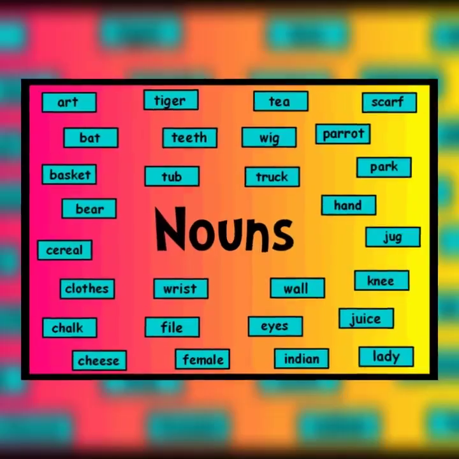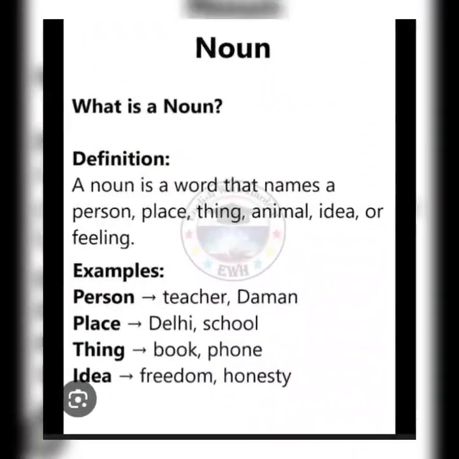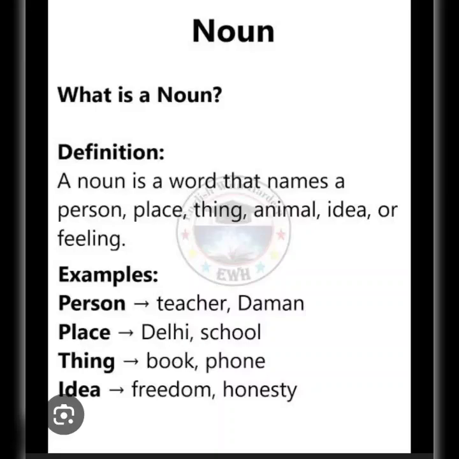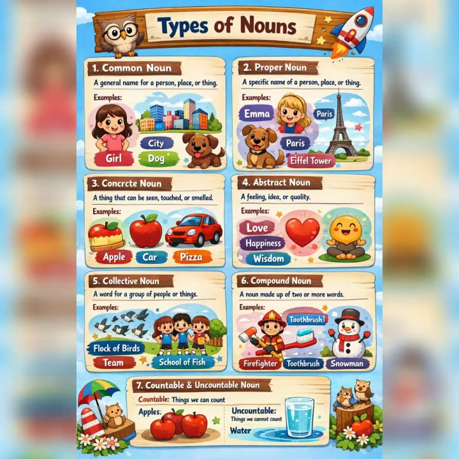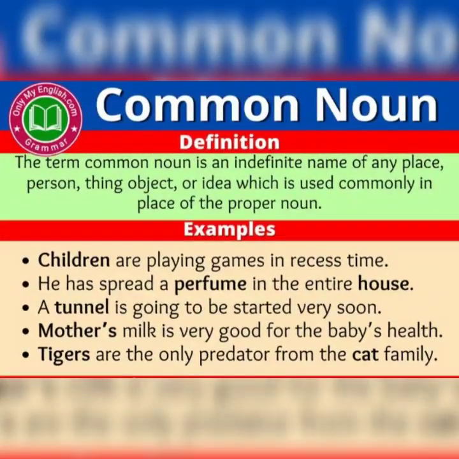English grammar. Nouns. A noun is a word that names a person, place, thing, animal, idea, or feeling. For example, person, teacher, place, study, things, books, phone, ideas, freedom, honesty. Types of nouns. Common noun. A common noun is the name of any place, person, thing, object, or idea. For example, children are playing games in recent time.